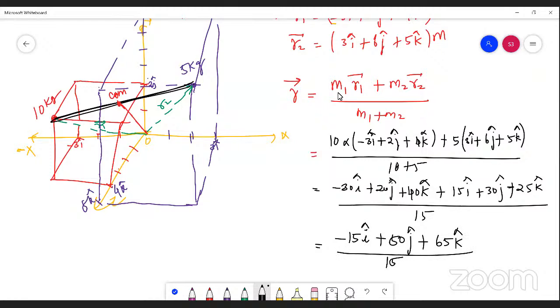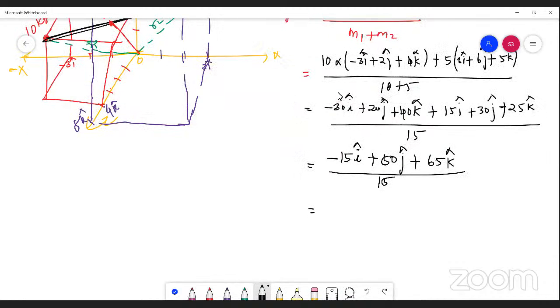So if you divide this value by 15, then you will get 15 divided by 15 is 1. So simply minus i cap plus 50 divided by 15, it is 10 divided by 3 j cap plus 65 divided by 15, so 13 divided by 3 k cap. So minus i cap plus 10 by 3 j cap plus 13 divided by 3 k cap meter is the position of center of mass.